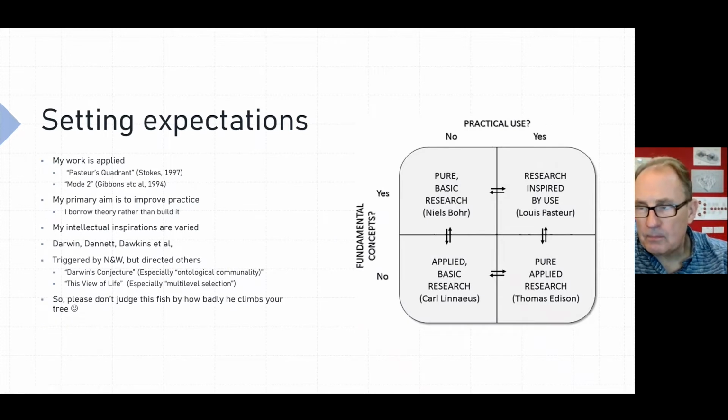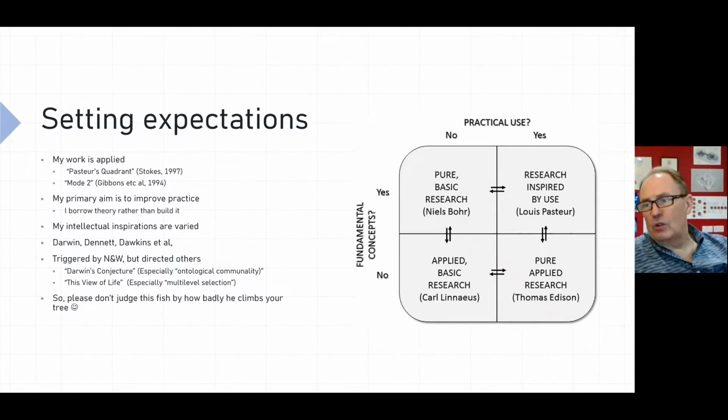So my work is somewhat different from many of the people in Darwin's Club. It's very definitely applied. It's what Stokes called in Pasteur's quadrant, in the sense of its uses fundamental concepts to practical use, or similar to what Gibbons called mode two work. Because my primary aim is to improve practice, I borrow theory and apply it rather than build fundamental theories. There are lots of people in the Darwin's Club who do the theory building job much better than I do.